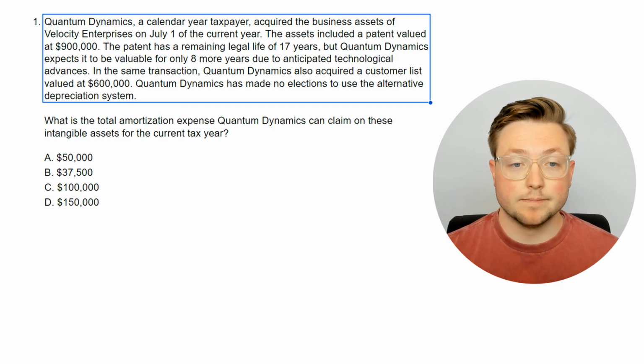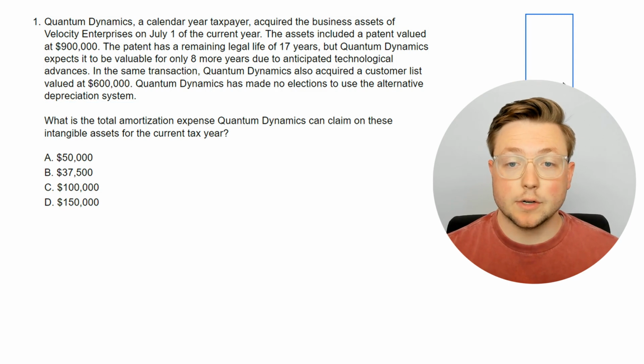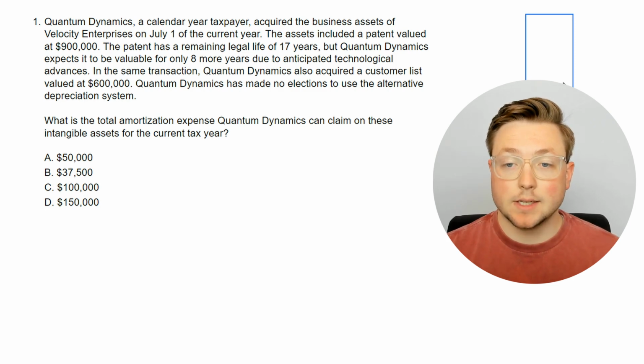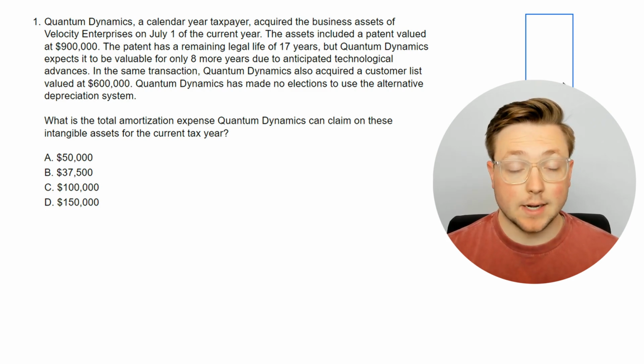All right, here's the first question. Quantum Dynamics, a calendar year taxpayer, acquired the business assets of Velocity Enterprises on July 1st of the current year. The assets included a patent valued at $900,000. The patent had a remaining legal life of 17 years, but Quantum Dynamics expects it to be valuable for only 8 more years due to anticipated technological advances.